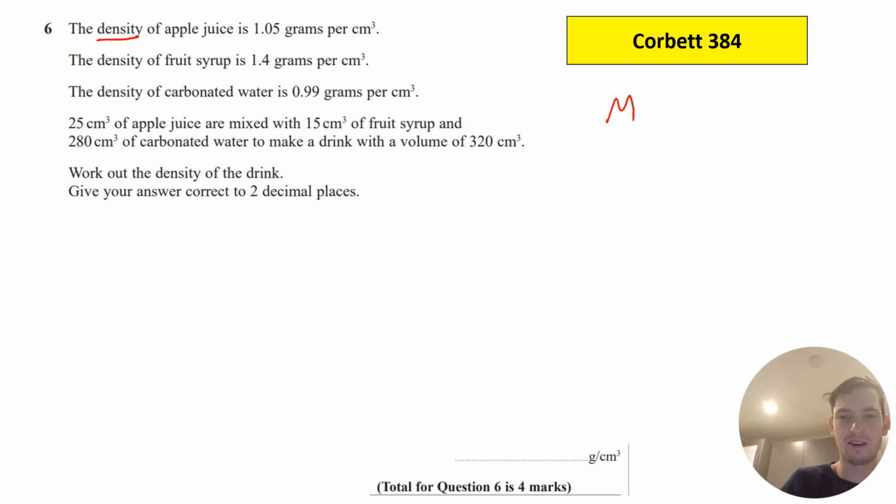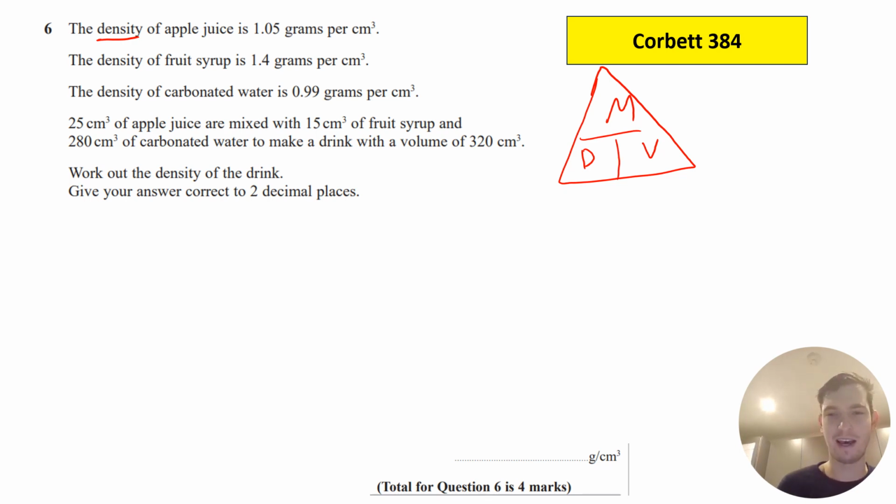And obviously I know that M is at the top because Mr. Miller is on top and Miss Davies at the bottom. Don't tell Miss Davies that joke, please.